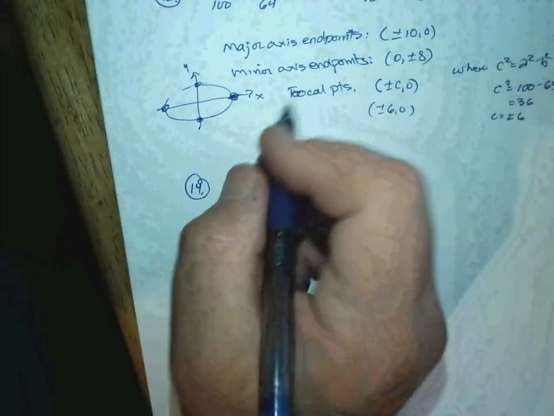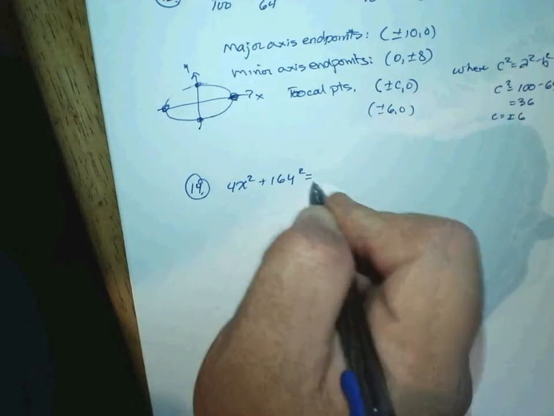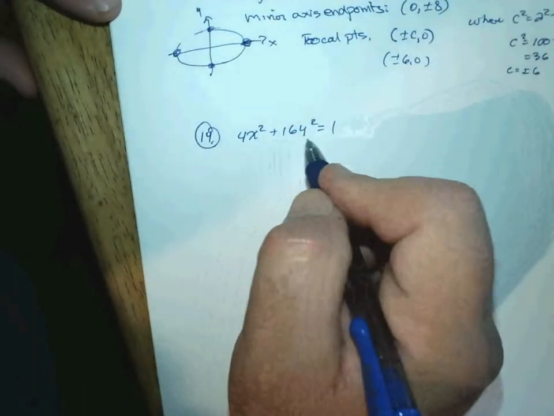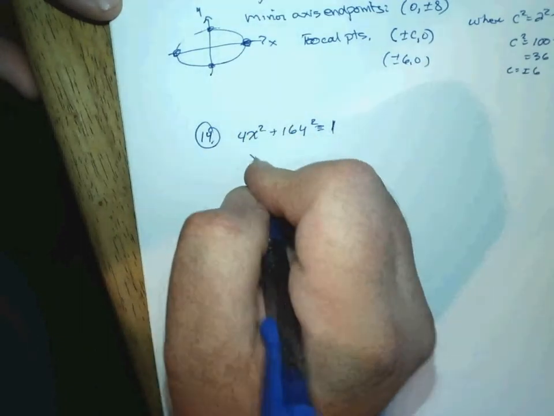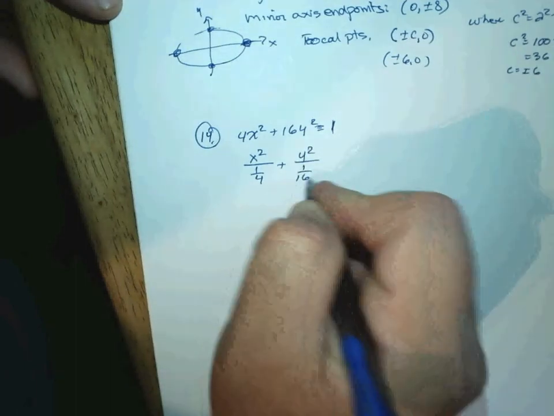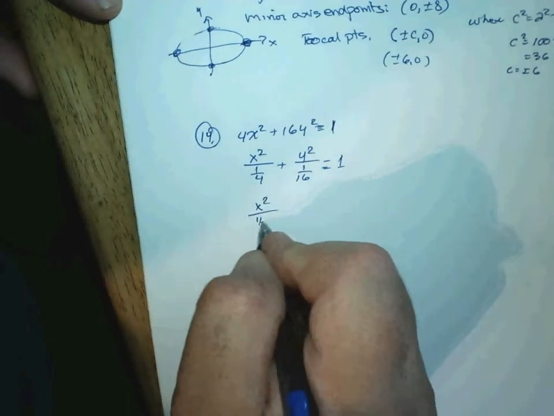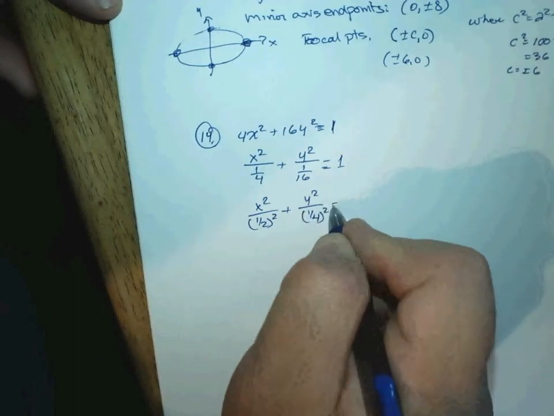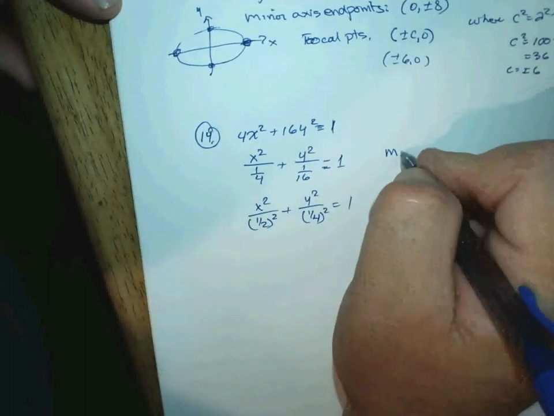Let's take a look at number 14. In 14, we're given 4x squared plus 16y squared is 1. To get this into standard form, I want to write this equal to 1 like it is, but I want to have these numbers in the denominator. This is how you can do that. Just flip them. So you get x squared over (1/2) squared plus y squared over (1/4) squared is 1.